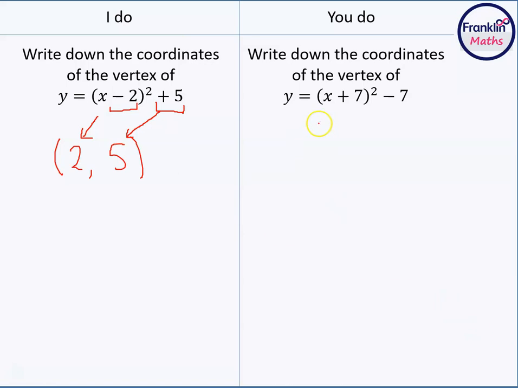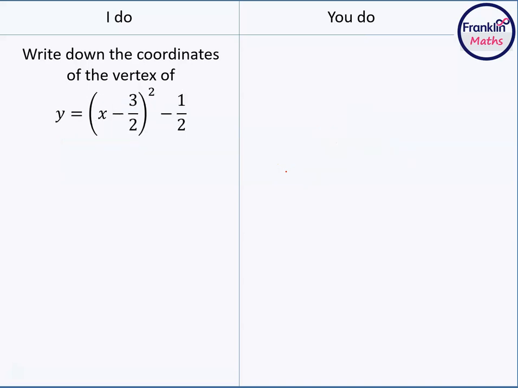The chances are you've probably had a quick go, or you've definitely done that mentally. You should have got a vertex of minus 7, minus 7. Opposite sign, same sign. Okay, next example. Here we go. I'll do exactly the same thing in complete silence. You might already begin to see what's going to go on here.